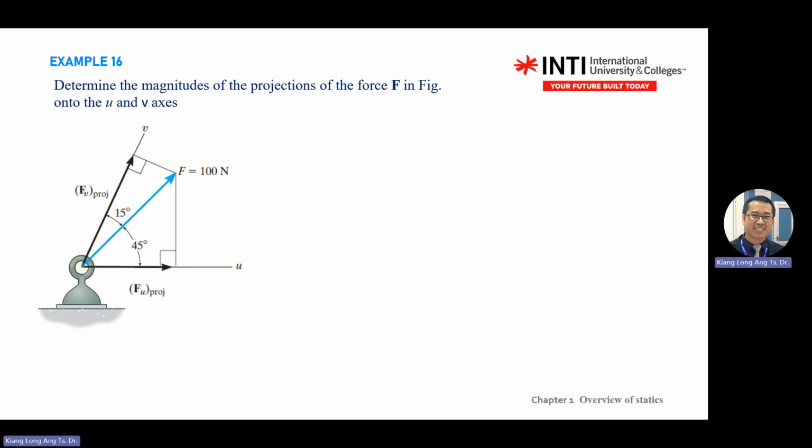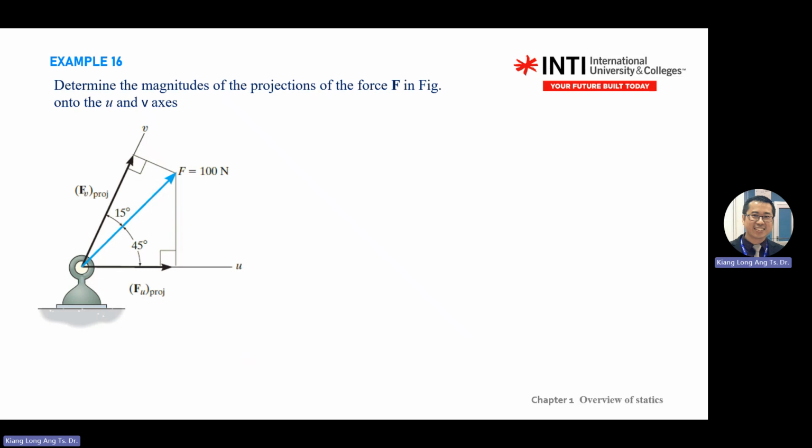Then your force will be in this direction, 45 degrees from the parallel, 15 degrees to the U. So this is not 90 degrees. If you see this one, you can either use the parallelogram law, change it into triangular rules, or use the cosine rule. If you don't know what I'm talking about, go back to the previous slides or previous recording.